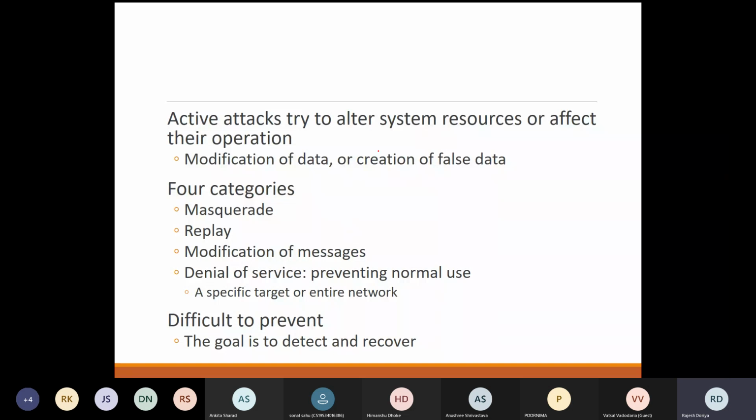In this type of attack, the attacker will try to alter the system resources or alter your data. It may alter data or it may delete your data. There are four categories in the active attack: masquerade, replay, modification of messages, and denial of service. These are very difficult to prevent, so here the goal is first to detect them and then to recover from them.